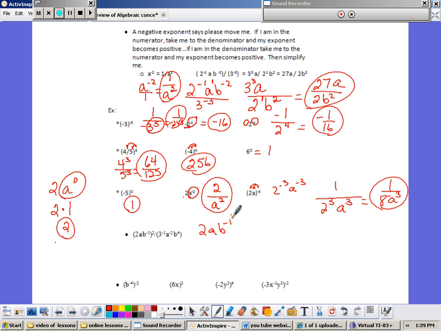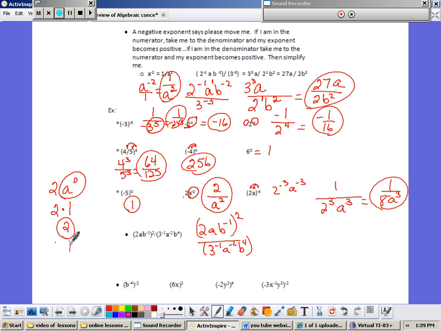2a, b to the negative 1 to the second power, over 3 to the negative 1, a to the negative 2, b to the 4. Now, this is how I handle my exponent rules. And I suggest that if you're not good at exponents, this is where you handle yours.